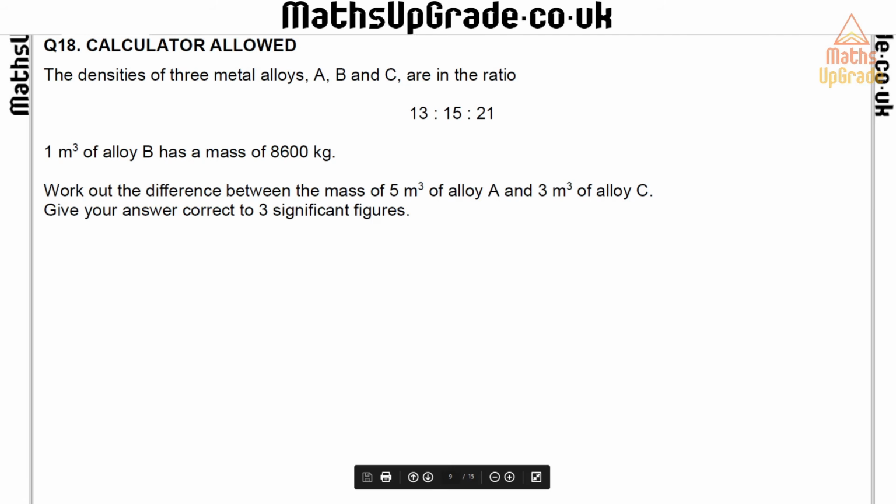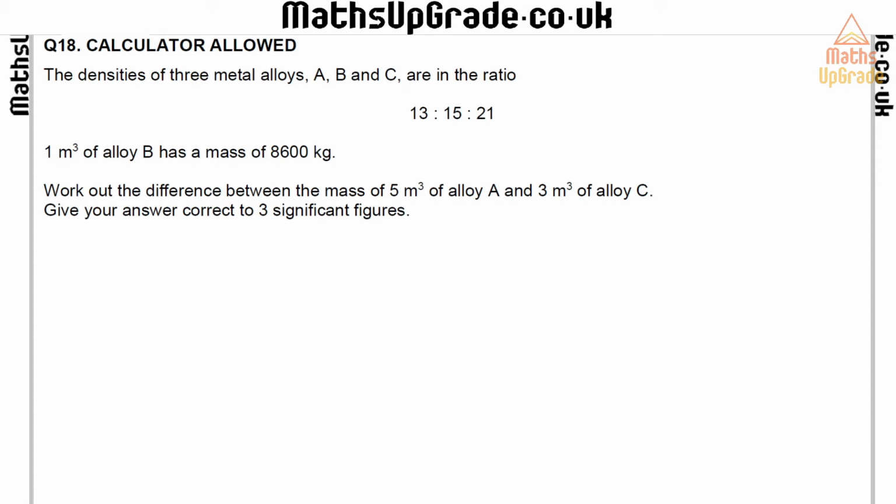Question 18. The densities of three metal alloys A, B and C are in the ratio given. 1 meter cubed of alloy B has a mass of 8,600 kilograms. Work out the difference between the mass of 5 meters cubed of alloy A and 3 meters cubed of alloy C. Give the answer to three significant figures.